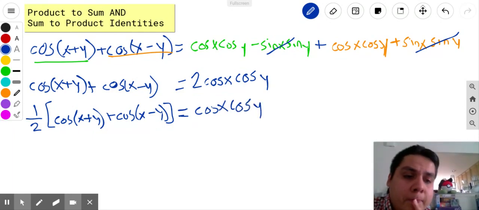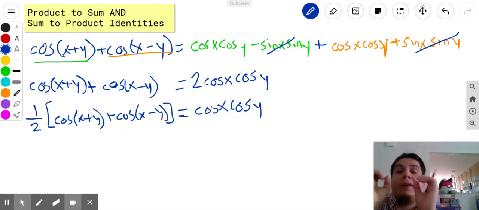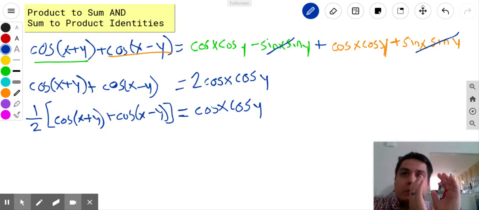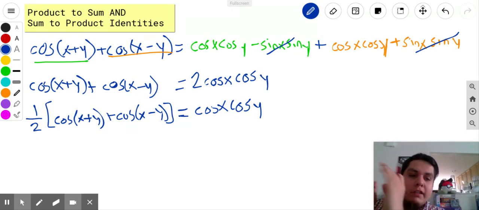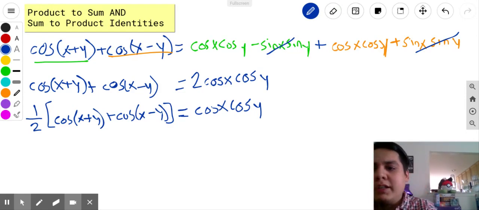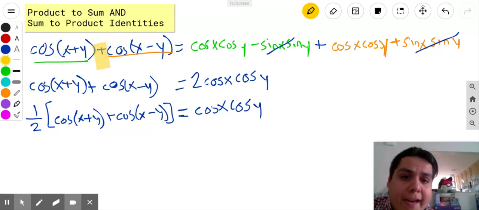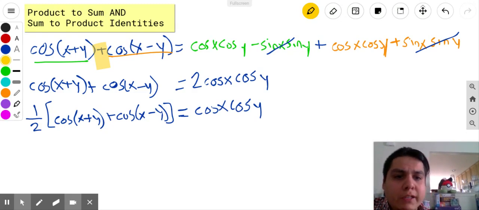Right? So that's what happens if I use sine of x plus y plus sine of x minus y, or cosine of x plus y plus cosine of x minus y. But consider what would happen if instead of doing the plus sign at this stage, I would have subtracted. So go ahead and pause this video while I reset and think about what would have happened if we had done a minus sign in this instance.